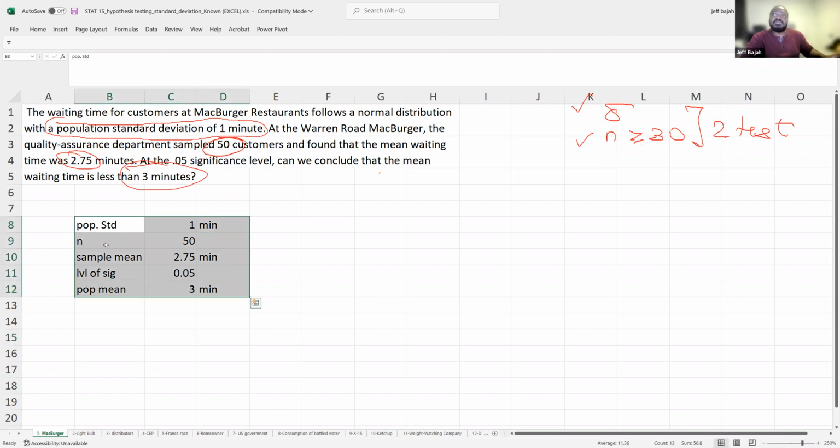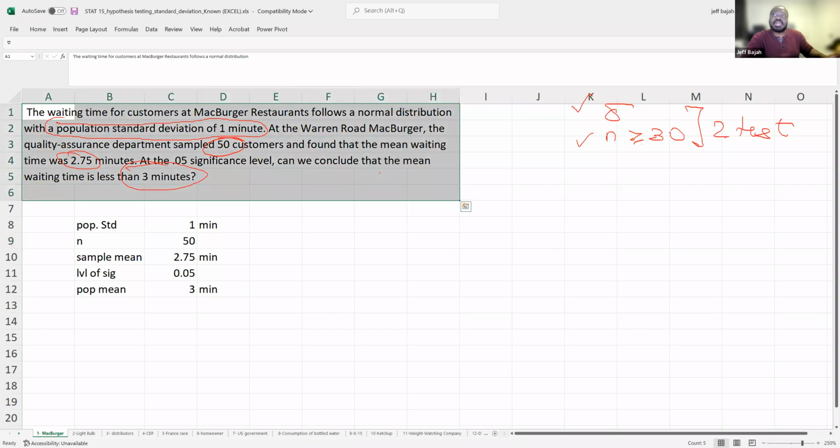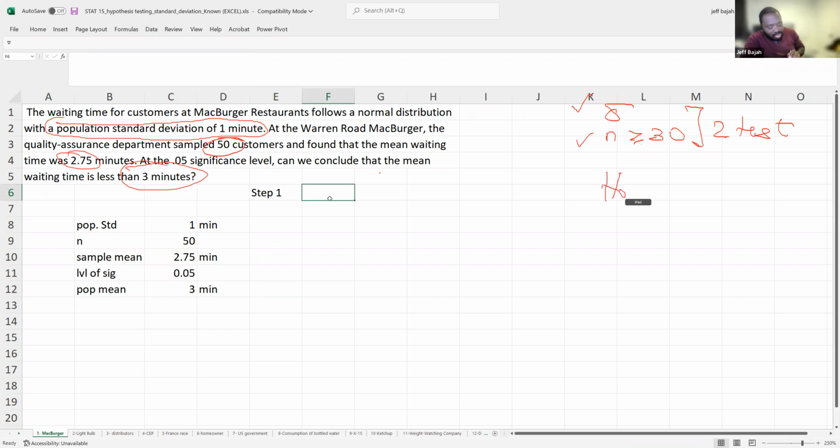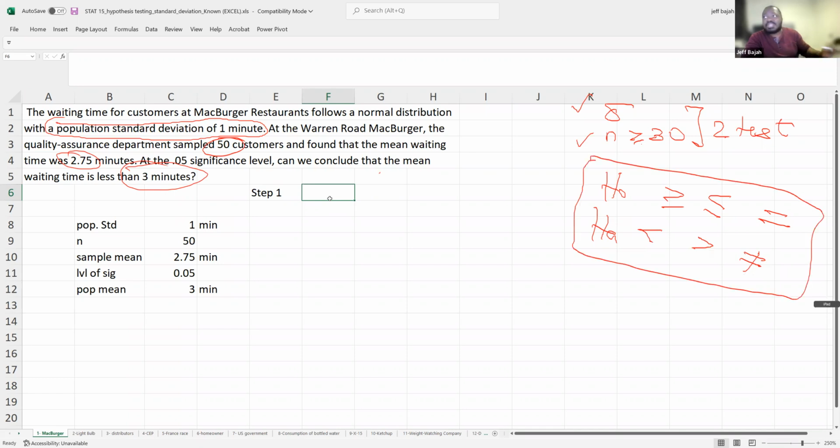All right, so that's the first thing we want to do. We want to pull out all the variables from the question, and we've pulled everything out here. Now, once we've pulled it out, we can begin to solve it step by step. So let's start with step 1. Step 1 says you should do your H sub O and H sub A. Remember I told you that H sub O can only be greater or equal to, less or equal to, or equal to, while H sub A will be the opposite: less than, greater than, or not equal to. Always have this because it helps you.